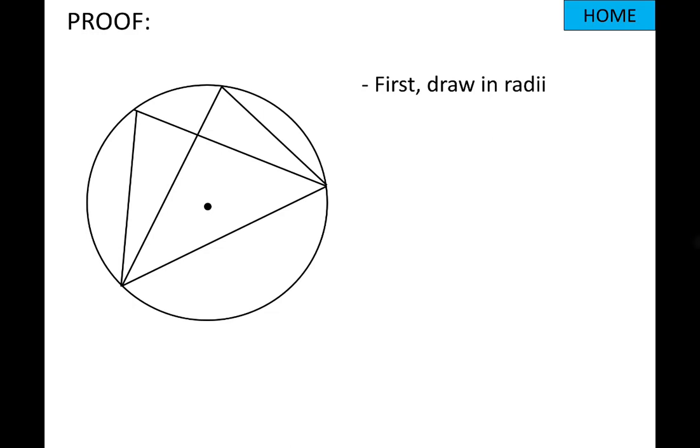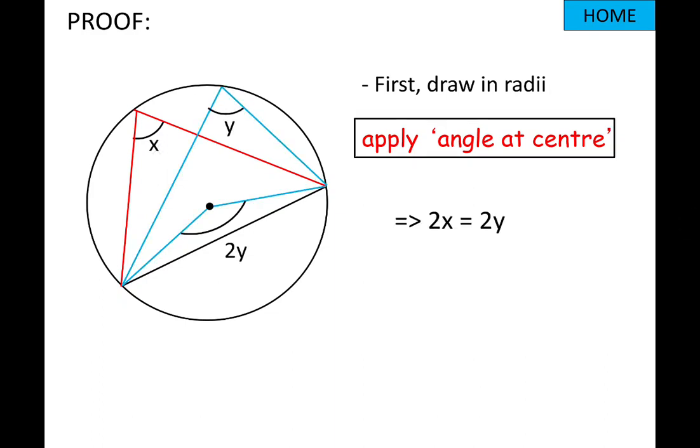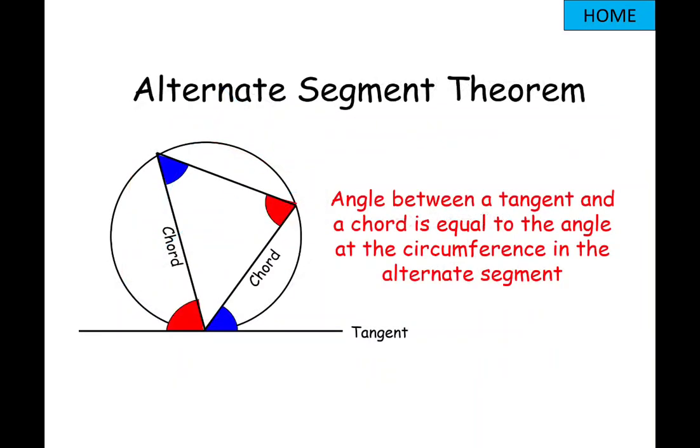Let's prove it. First, we draw radii from this part to this part, and then we apply the angle at the center. The angle at the center is always double the angle at the circumference. So this means that this angle is double this angle. And the same angle is double the other angle, which is y. That gives us 2x is equal to 2y, where x is equal to y. Angles coming from the same arc in the same segment are equal to each other.